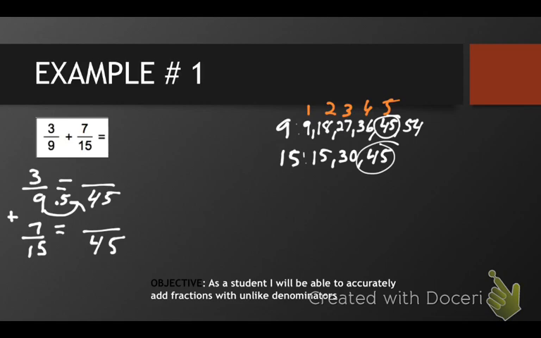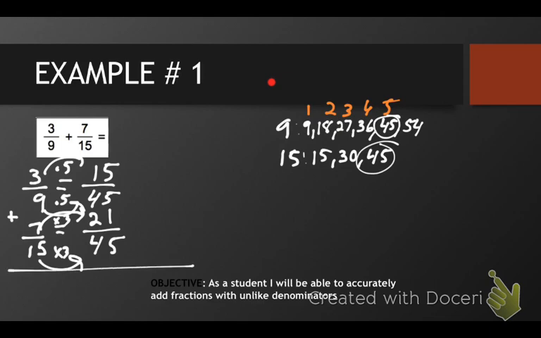Okay? Now, so if 9 times 5 is 45, I also must do the same thing to the top number, or my numerator, which would be 3 times 5, which is 15. Okay? How does 15 become 45? Well, you multiply by 3. Okay, so we're going to do the same thing to the top. 7 times 3 gives us 21. So now we have 15 45ths plus 21 45ths, and now we simply add. So 15 plus 21 will give us 36 over 45.